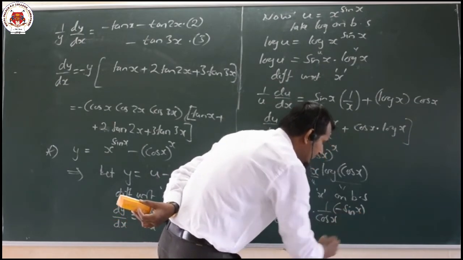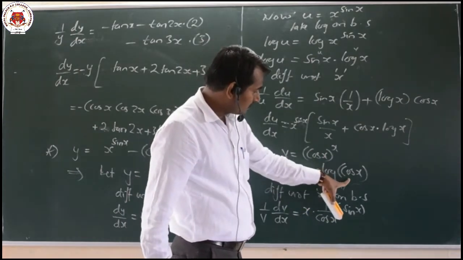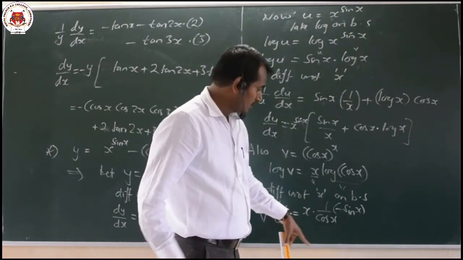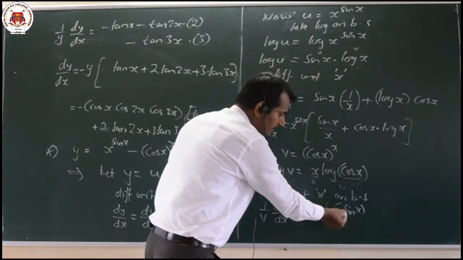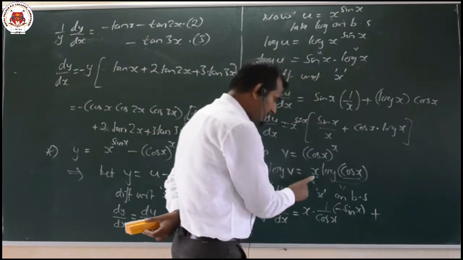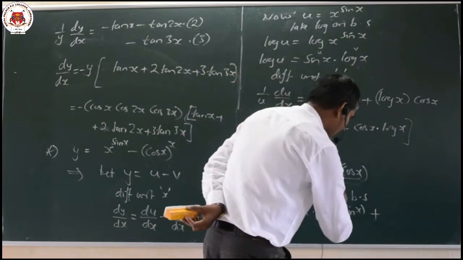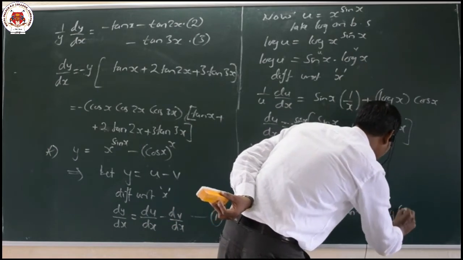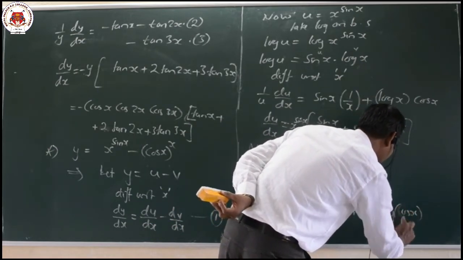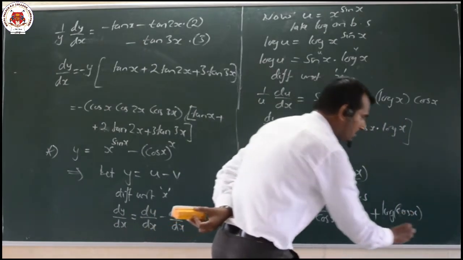Pay attention dear students, I am writing the step directly. Log of cos x differentiation is 1 divided by cos x. Further differentiation of cos x will be minus sin x. Finished. Then plus u as it is, v differentiation. Next plus v as it is, that is log of cos x as it is. Dear students, x differentiation will be 1.